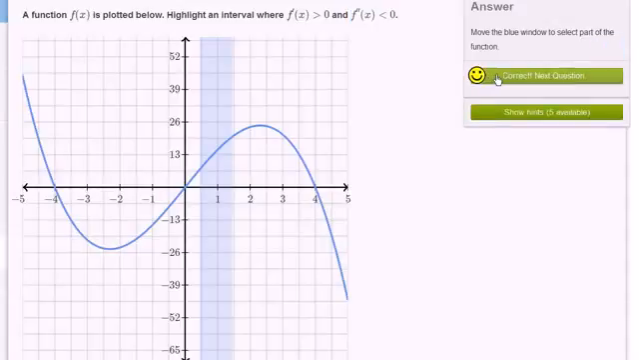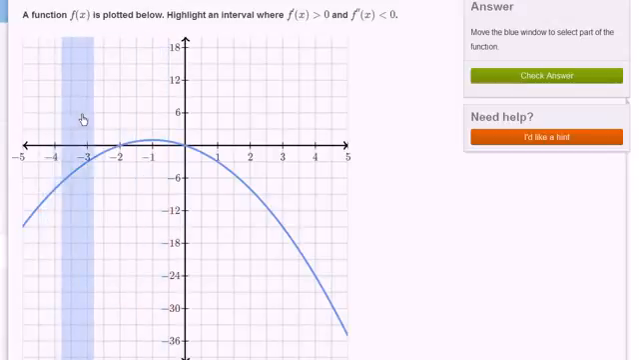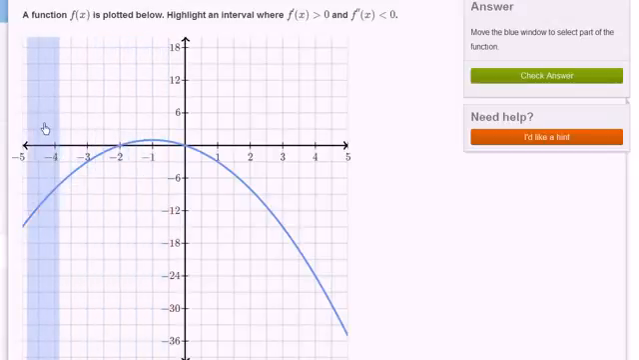Let's do one more example. A function f of x is plotted below. Highlight an interval where f prime of x is greater than 0. So the same thing, where our function is increasing, but it's increasing at a slower and slower rate. So our function is increasing in this whole region right over here.